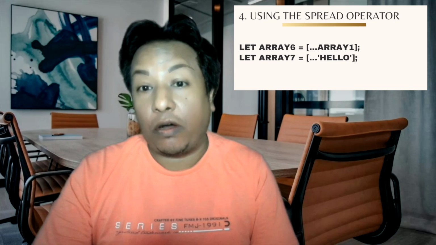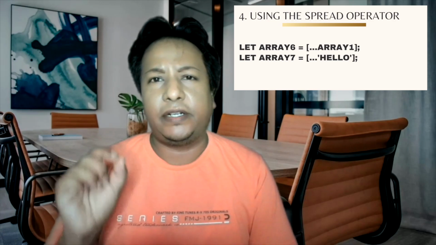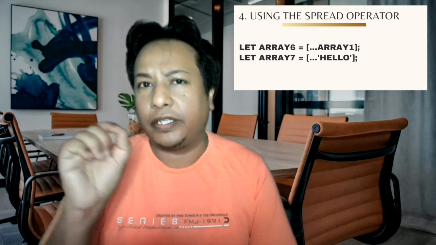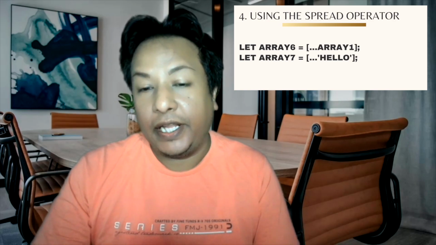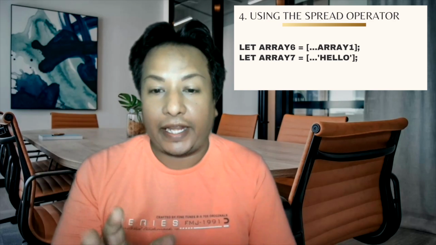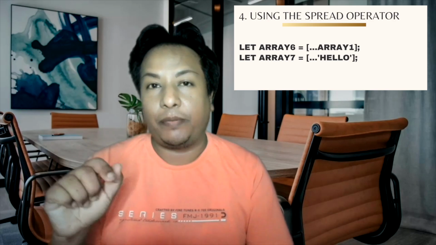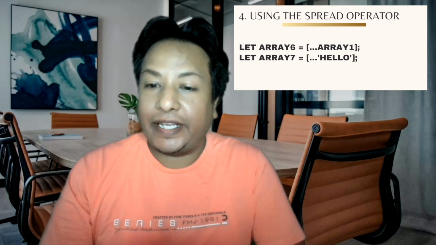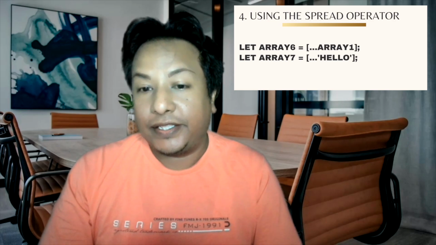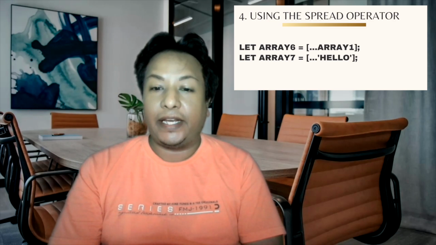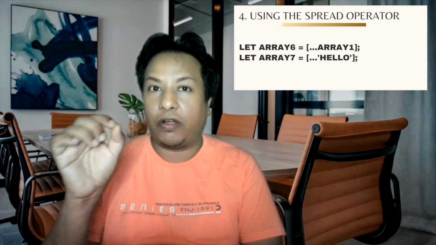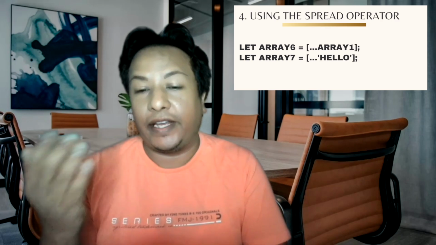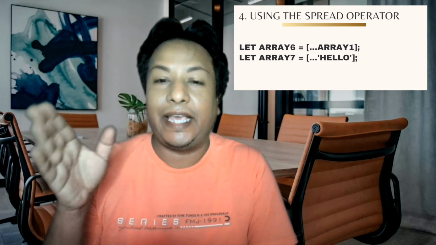Coming to the next one, the fourth way to create an array is using the spread operator. You can see the spread operator has three dots. So if we have an array1 and we want to create a copy of this array, we can just put it inside the square brackets and use ...array1. What it will do is create a copy of array1. Same way we can create another array using the spread operator on "hello". So it will create an array of characters with elements H, E, L, L, O.